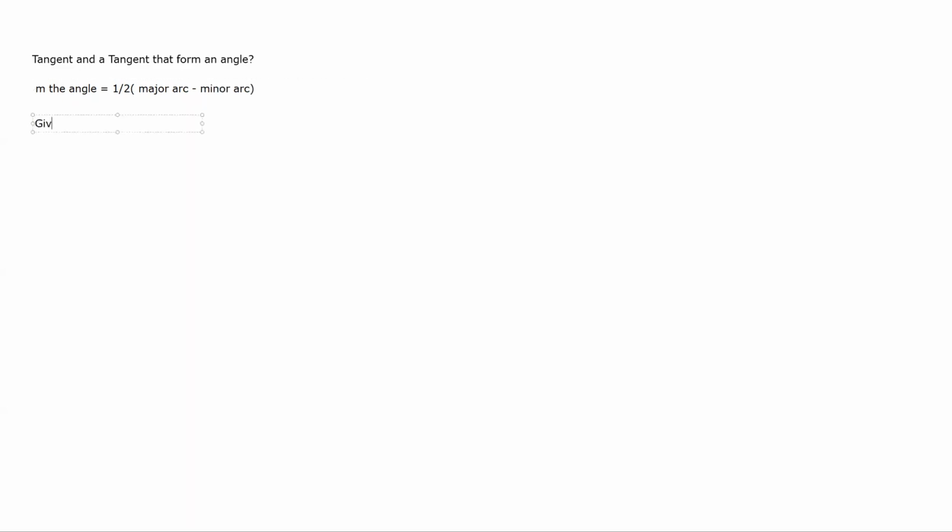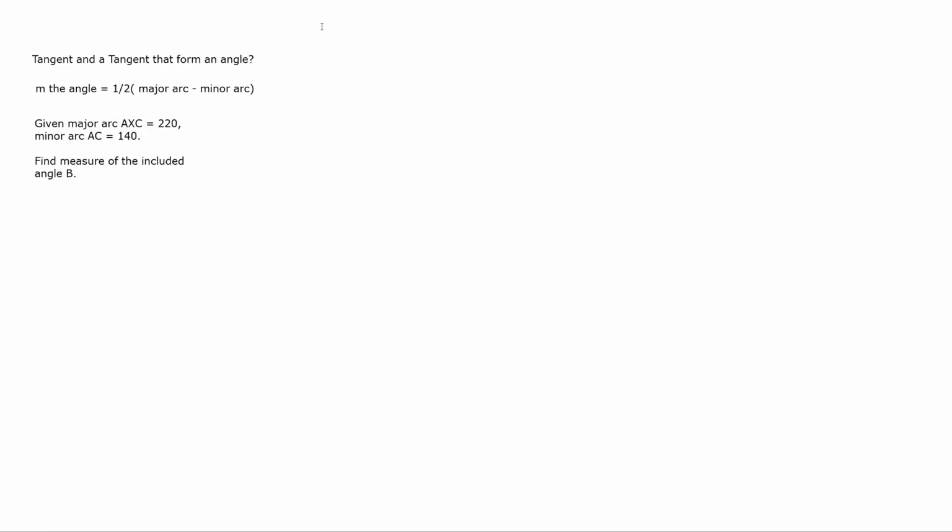So we're going to say we're given major arc XC equals 220. Minor arc AC equals 140. Find the measure of the included angle B.